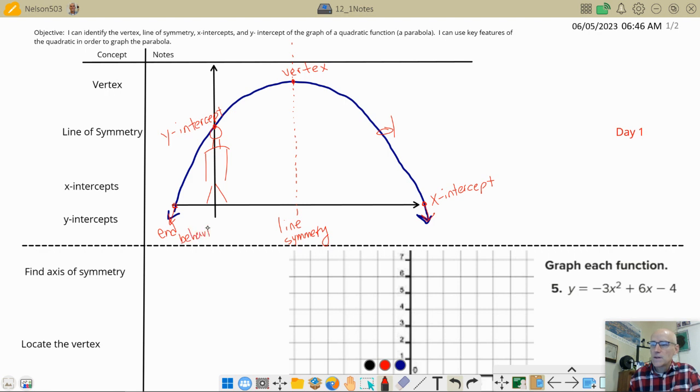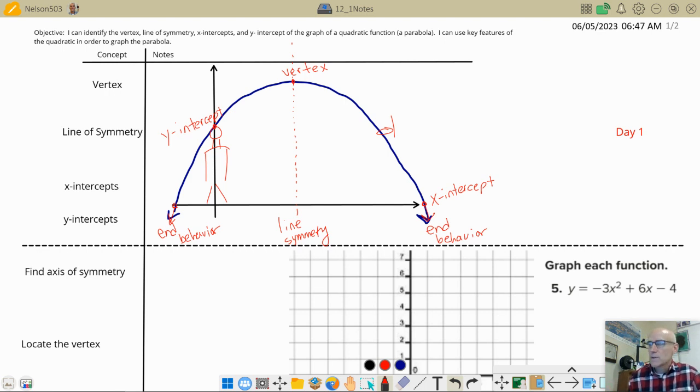As we go further and further out on the x-axis, the y is going down, or it's decreasing. As we go out further and further on the positive x-axis, the y is going down. It's decreasing forever, right? So the end behavior is these two arrows telling us that the y values are going to go down in this situation forever. So this is a downward opening parabola. That's what we call that.